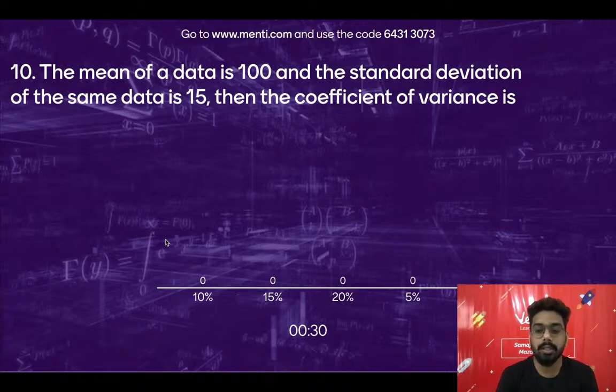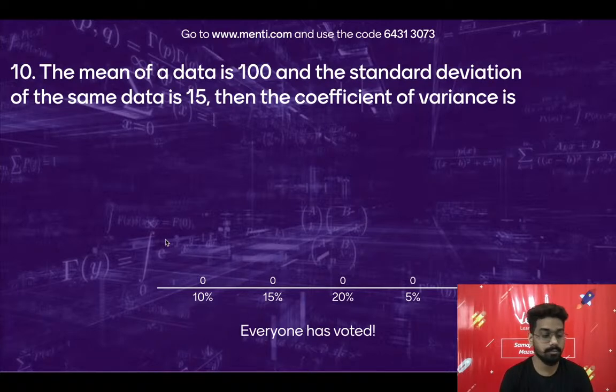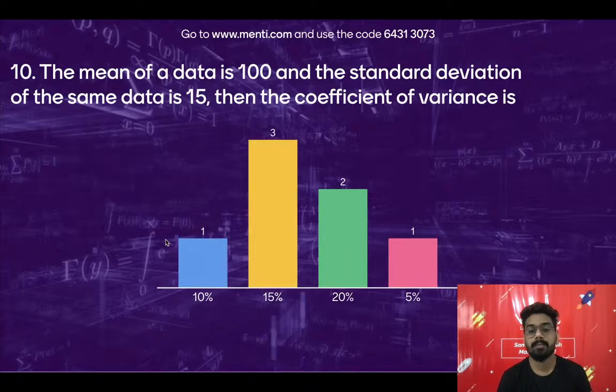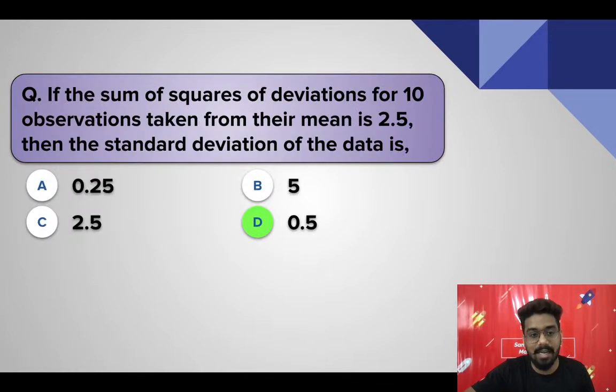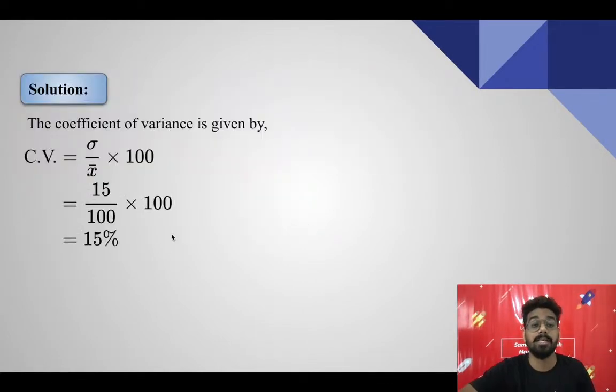Last 30 seconds left. 4 people have answered sigma upon mean into 100. I have even told you the formula, now show me you can get it right. The mean of a data is 100 and the standard deviation of the same data is 15. The coefficient of variation is... Only 3 people have given the right answer, and it will be 15%.